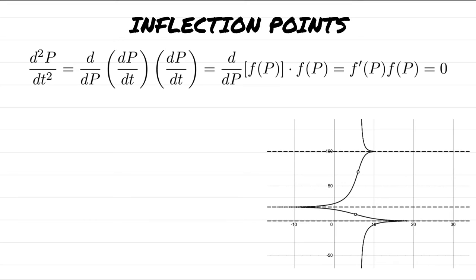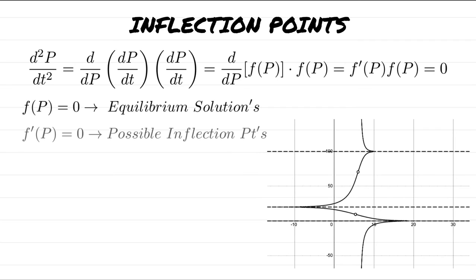This, you'll notice, cancels to give us d squared p over dt squared. If I let the right-hand side of my differential equation be represented as f of p, then I'm left with f prime of p times f of p equal to 0, where f of p equals 0 represents these equilibrium solutions that I've graphed here with the dotted lines, and where f prime of p equals 0 represents the possible inflection points on our graph.